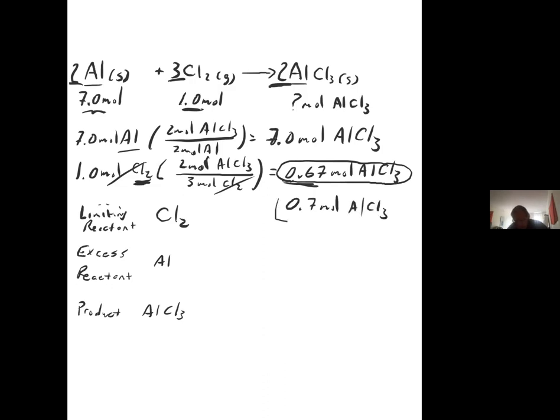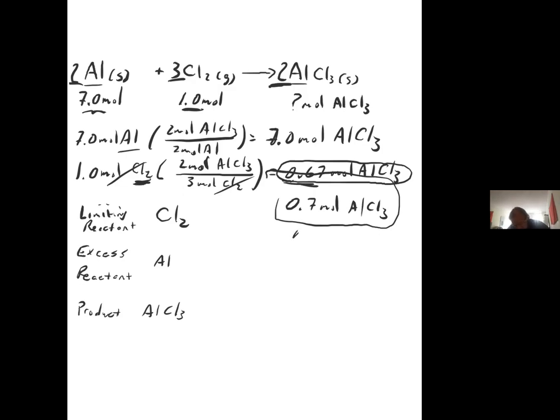So that's how much you could get. The wording they use is a little tricky: the largest amount that could be produced. The largest amount that can be produced is the amount you get from the limiting reactant. There's just not enough chlorine to make any more than 0.7 moles. There's only enough to make 0.7, so that would be the maximum amount you could get.